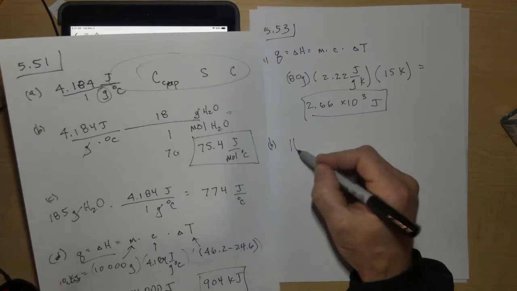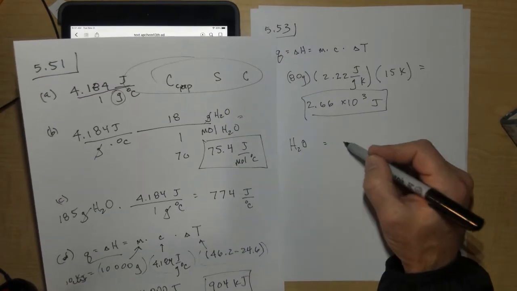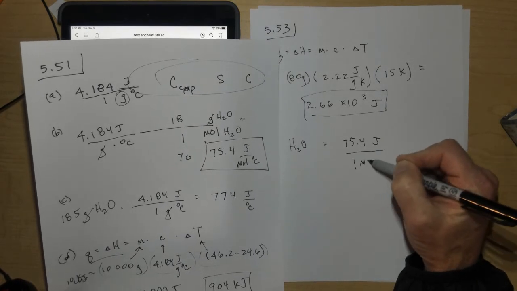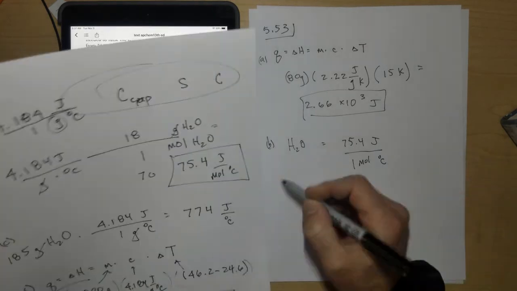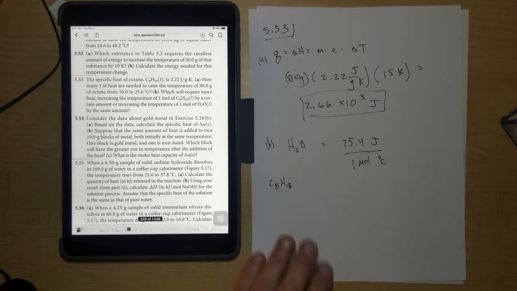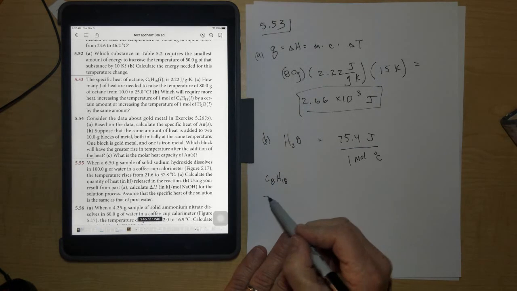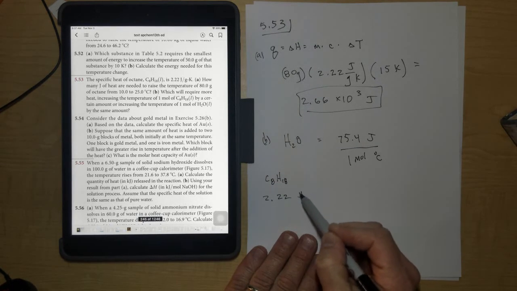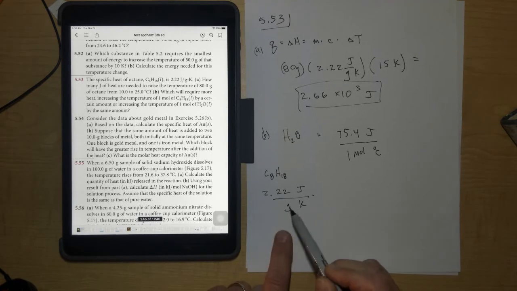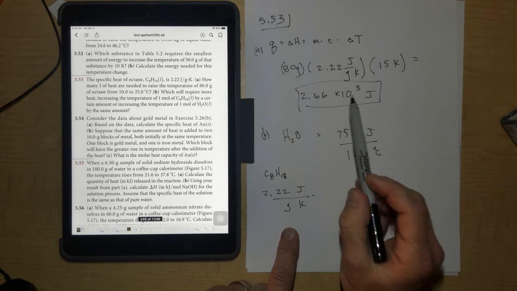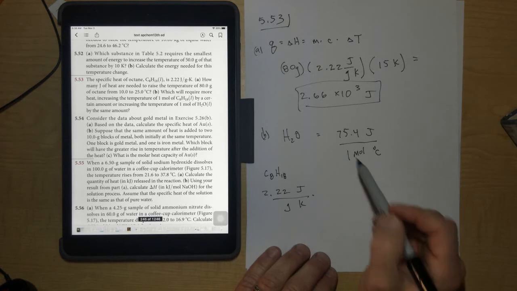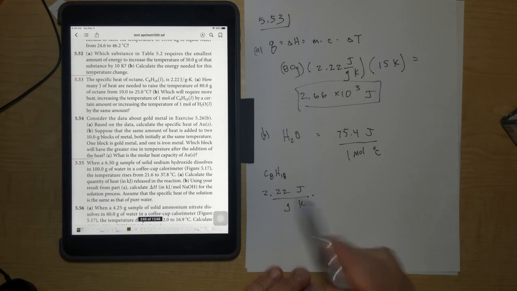And so for H2O, the molar heat capacity was 75.4 joules per 1 mole per degree Celsius. Now for C8H18, we're told that the specific heat capacity is 2.22 joules per gram degrees Celsius or Kelvin, and we have to change this from grams to moles so then we can fairly compare how much energy it would take to raise 1 mole of water or 1 mole of this octane.